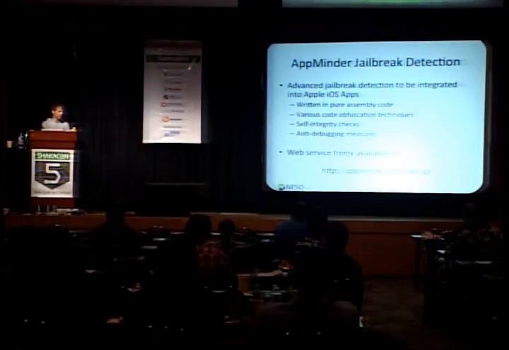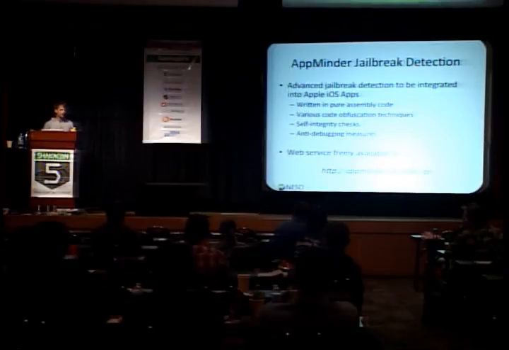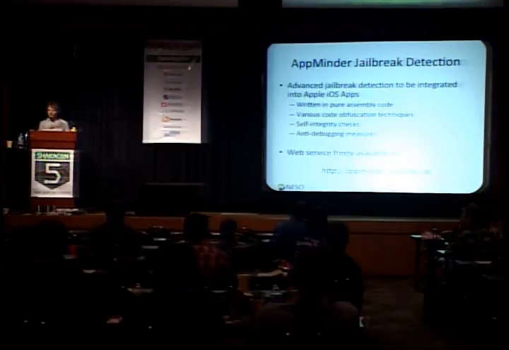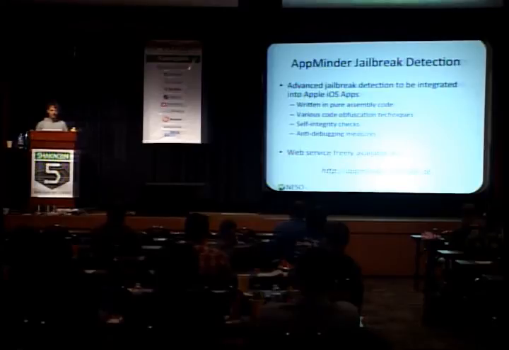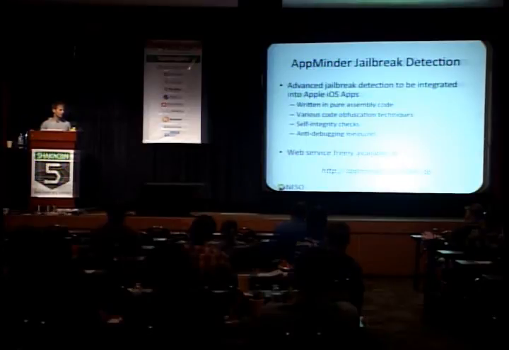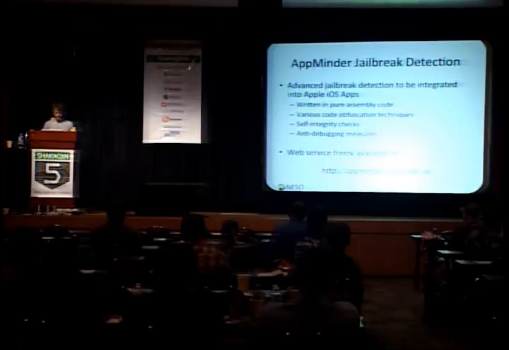We researched some techniques for advanced jailbreak detection and developed AppMinder. AppMinder is a jailbreak detection which is written in pure assembly code. We only used ARM assembly to implement it just to avoid getting hooked by these easy techniques using Mobile Substrate and so on. So we put a lot of effort into various code obfuscation techniques, so that makes it hard to spot that jailbreak detection at all. Even IDA crashes a lot of times when that jailbreak detection is integrated. It has a lot of self-integrity checks and anti-debugging measures, and it's provided as a web service at AppMinder at NowSecure Labs.